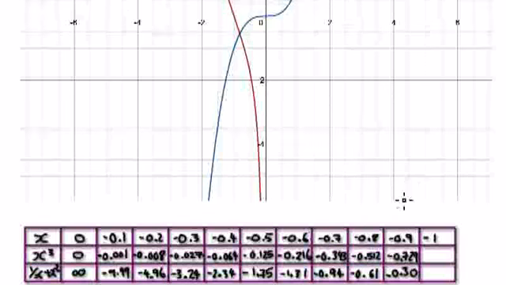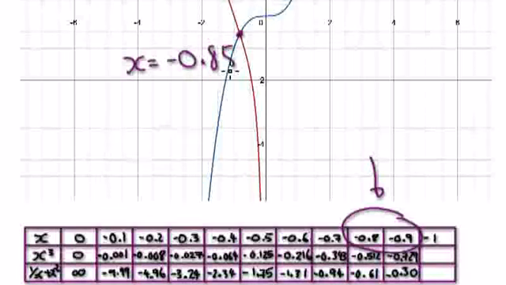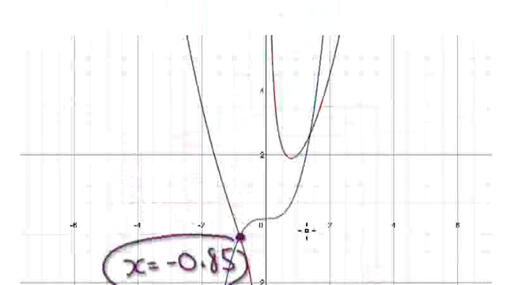At minus 0.9, the red line is above the blue line. At minus 0.8, the red line is below the blue line. So the two must cross somewhere in between. We can guess x by taking the midpoint of the two, so negative 0.85. So here we would guess x to be this. So that's how you do it.